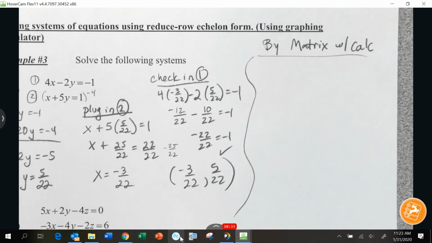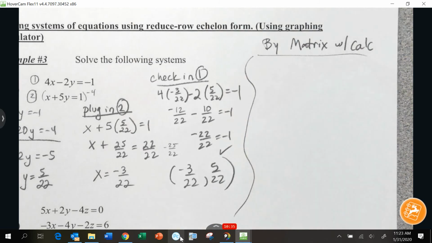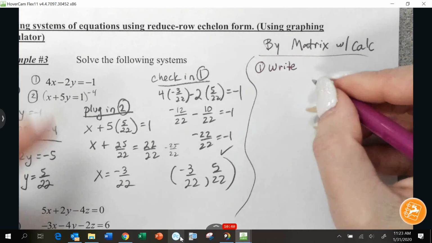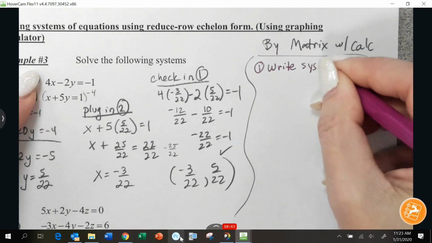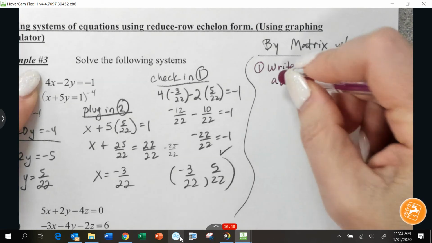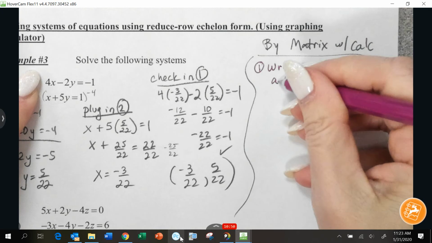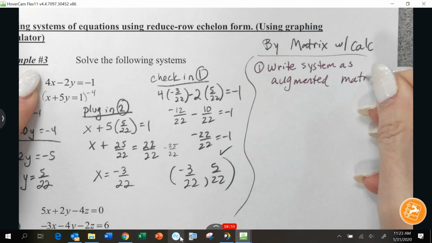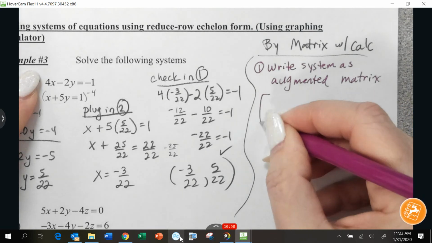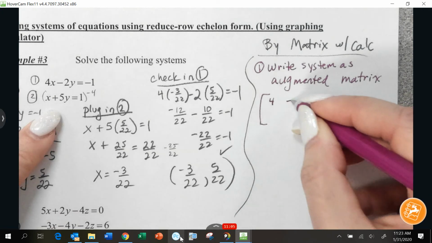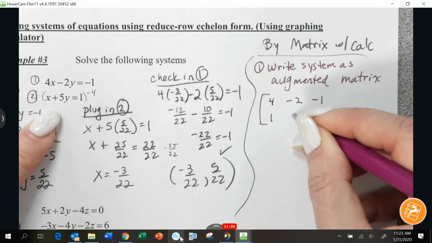To do this with the graphing calculator, first of all, we're going to write the system as an augmented matrix. So this you did on Tuesday. Write the system as an augmented matrix. 4, -2, -1, 1, 5, 1.